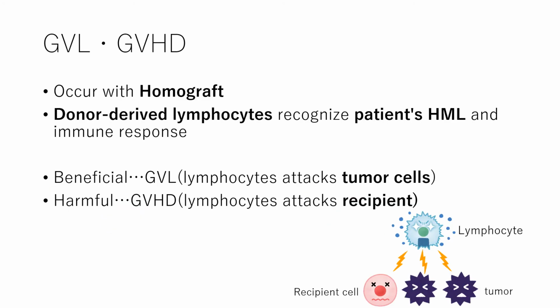When transplanted from another individual, the immune system recognizes the externally derived HLA and a specific reaction occurs. As the immune system becomes active, it has the effect of attacking tumor cells that have remained in the body, called GVL. On the other hand, it can also cause unfavorable reactions in the skin, digestive organs, and other organs. This is what is called GVHD.